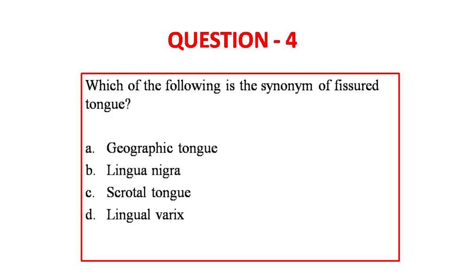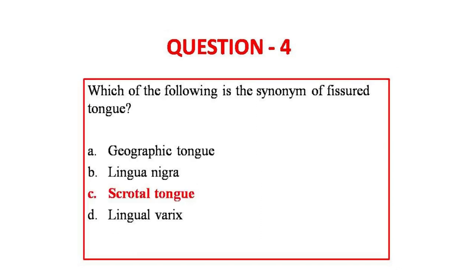So moving on to question number 4. Which of the following is the synonym of fissured tongue? They've given us 4 options: geographic tongue, lingua nigra, scrotal tongue, and lingual varix. The answer to this question is scrotal tongue.